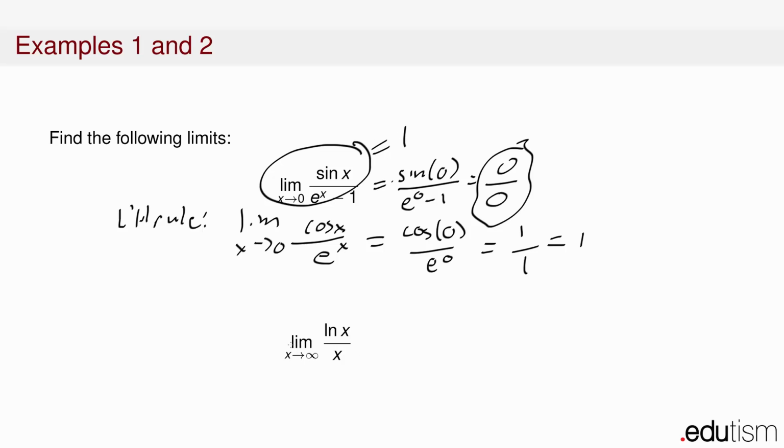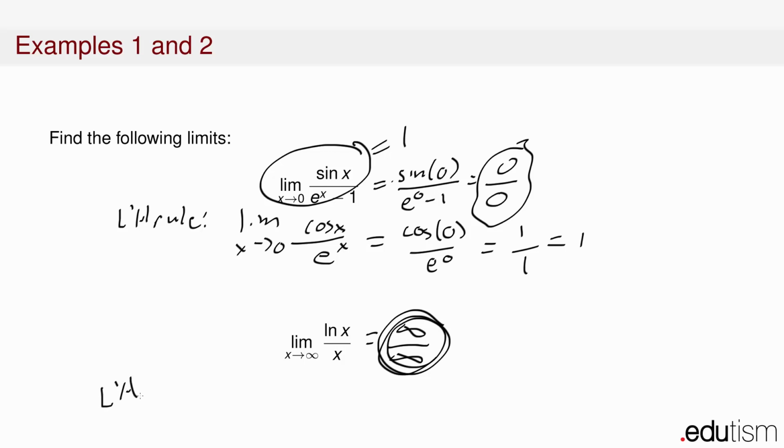We have a situation where we have the limit as x goes to infinity of ln x over x. Well, let's plug in infinity for x. Ln of infinity goes to infinity, the bottom goes to infinity. So we have an indeterminate form of the form infinity over infinity, which means we're allowed to use L'Hopital's rule.